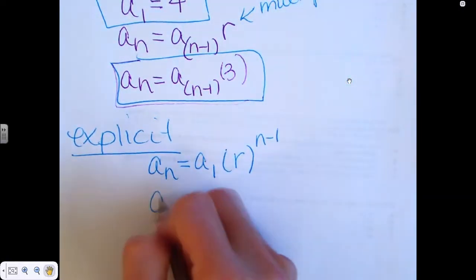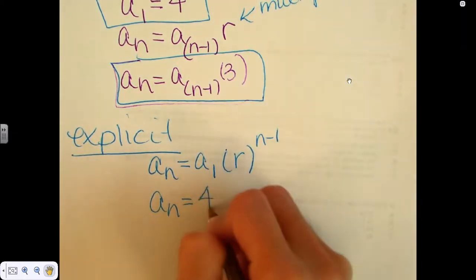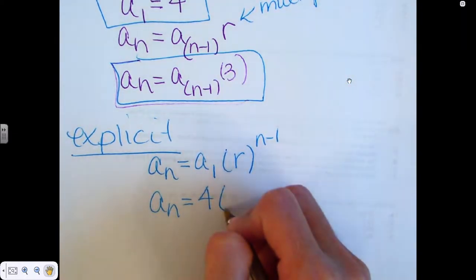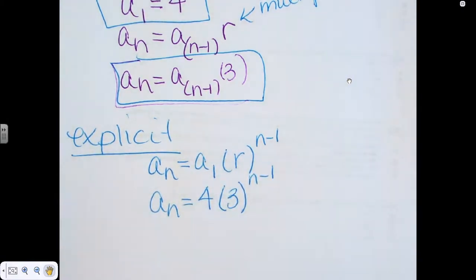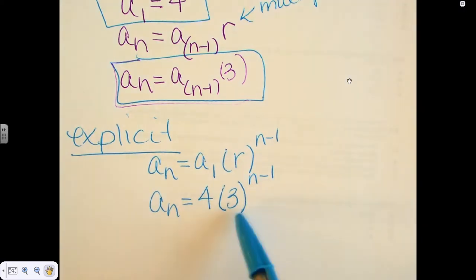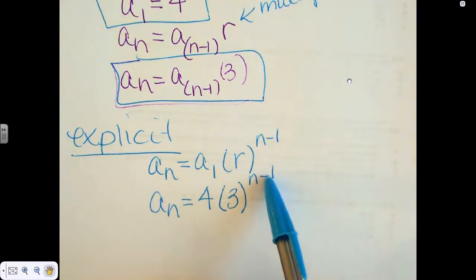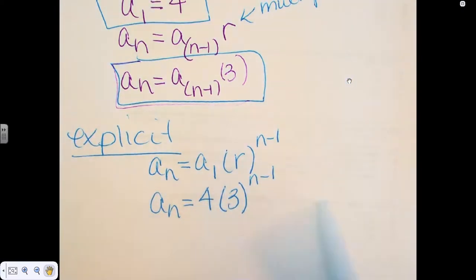Okay, so a sub n is equal to, going back to the sequence we were using, 4 times my common multiplier, 3, raised to the n minus 1. So if I wanted to find the value of the 50th term, I plug in 50, subtract 1, and that's 49. So then I do 3 to the 49th power, then multiply it by 4, and that's going to give me the value of that 50th term.